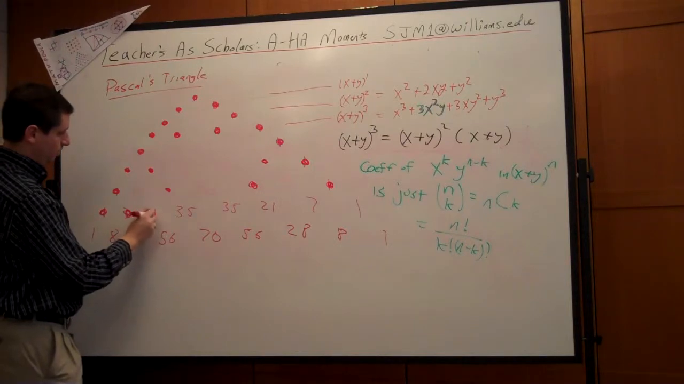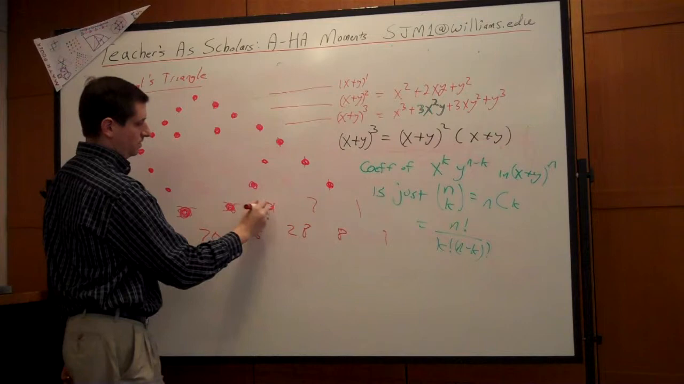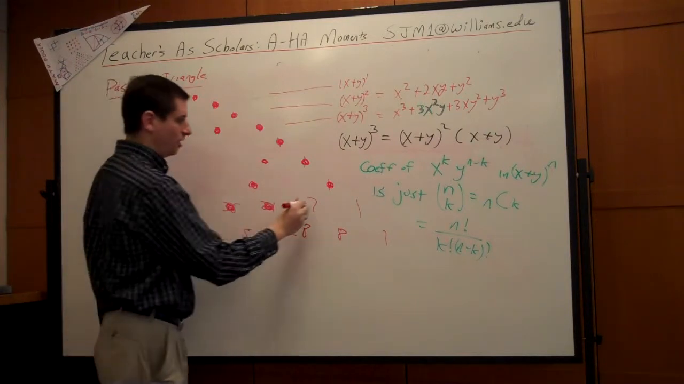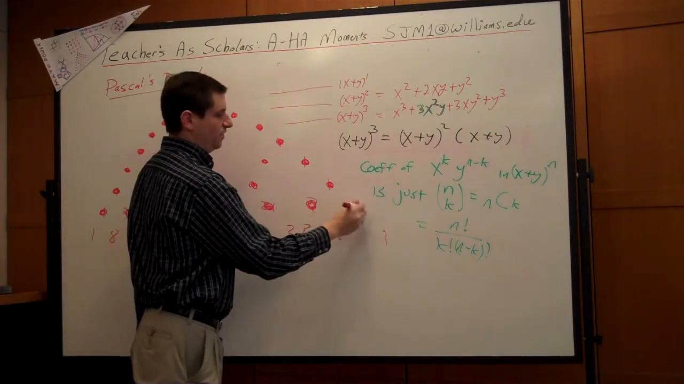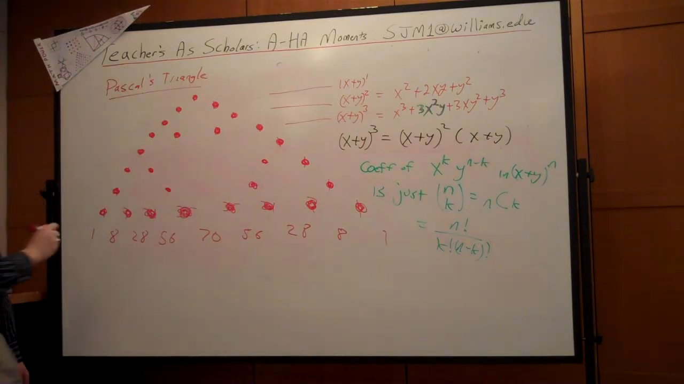Oh, this looks like a great row. What's happening in this row? I'm sorry? They're all odds. Well, if they're all odds, what's going to happen in the next row? All evens except for the extreme ends.